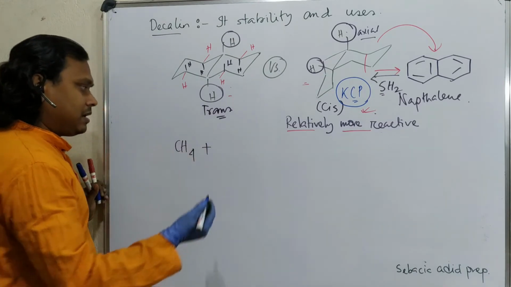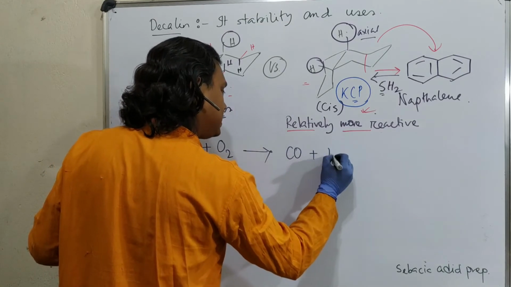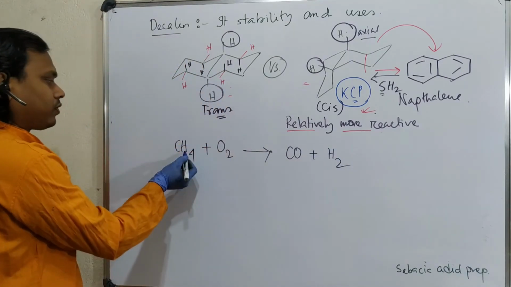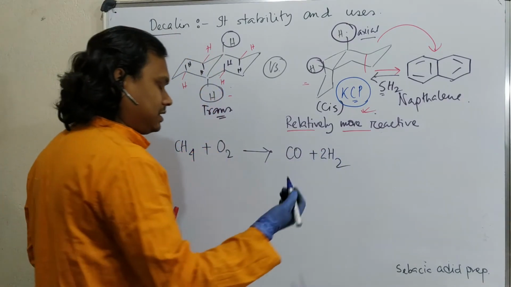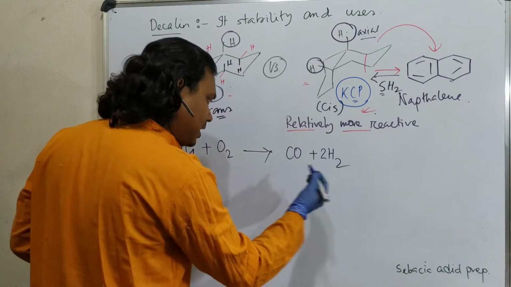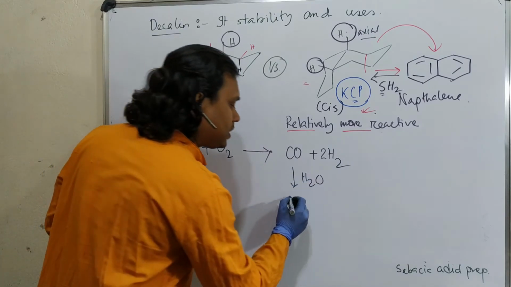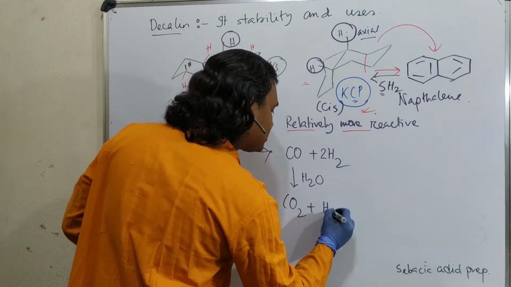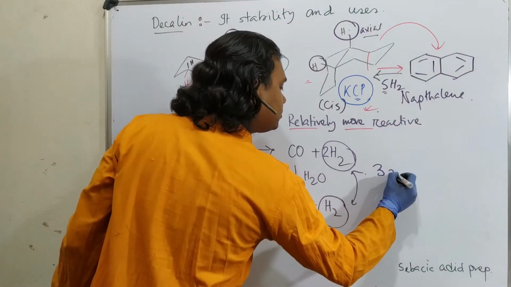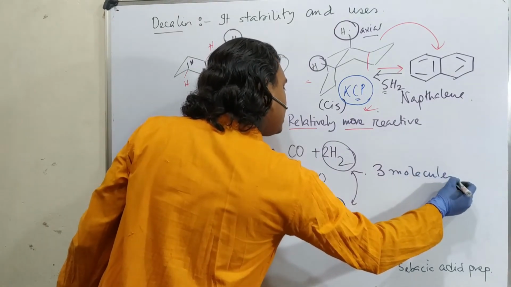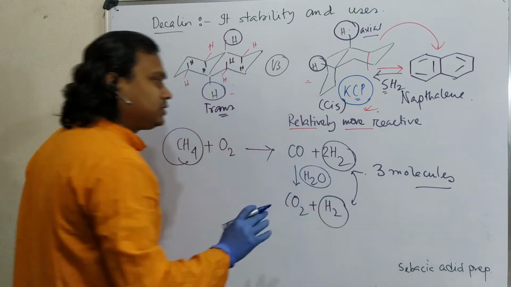Methane plus oxygen ultimately produces carbon monoxide plus hydrogen. So from there you can consider 2 hydrogen. Actually this is the syngas, and if you want one more extra hydrogen, you can add water to it, means steam. Then it produces carbon dioxide plus hydrogen. So overall 3 molecules of hydrogen production are possible. Among them, one is from methane and another is from water. So this is the story.